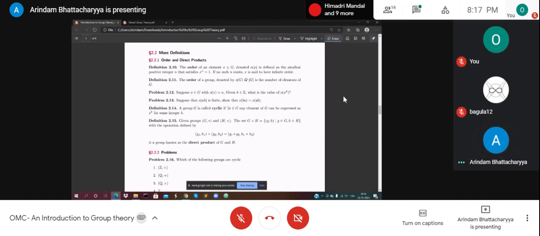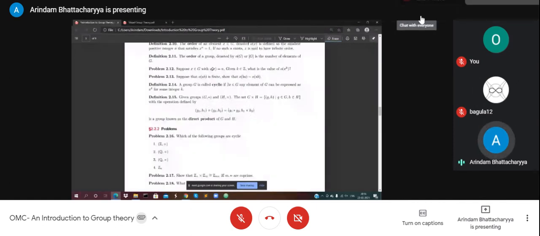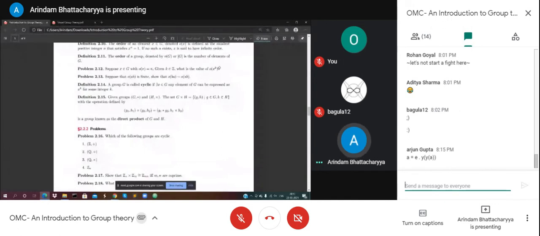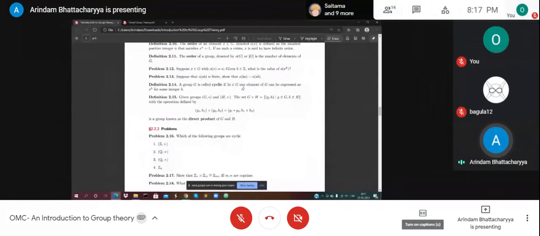Small exercise. Suppose the order of x is n. What is the order of x to the power k? So x to the power k is x times x times x, k times, for positive k. And for negative k, this is x inverse times x inverse and so on. I think it should be n upon GCD of k comma n. Yes, correct. Is that clear to everyone?